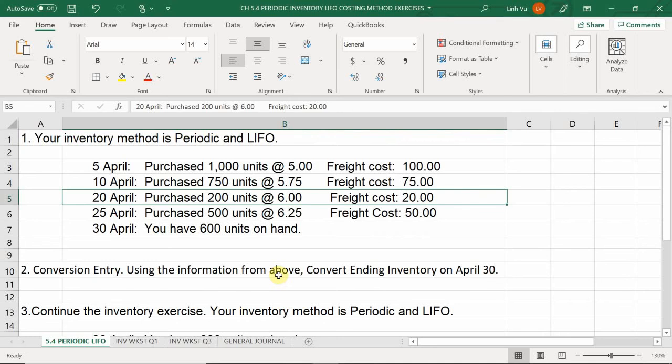The only difference here is I don't want you to have to recalculate the same numbers, because these are the same exact numbers you did yesterday and the day before and the day before. So in this case, I'm just going to focus on transferring the information into the inventory worksheet for the first inventory problem. So here we're on April 5th. We purchased 1,000 units at $5 each with the freight costing you $100.